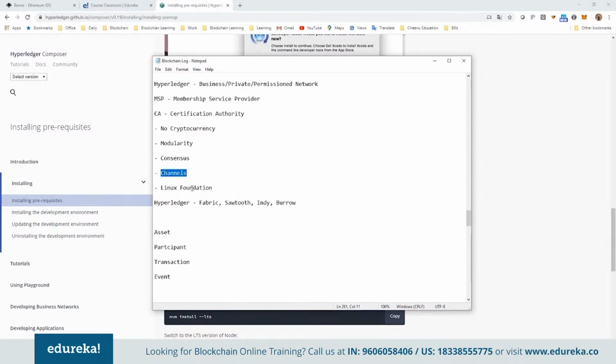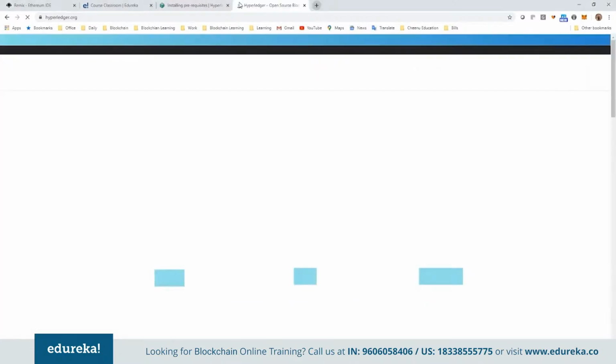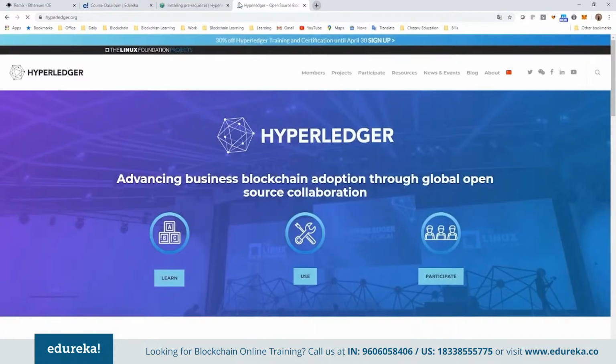The Linux Foundation is the body which is running this Hyperledger set of standards. So if you see, this is the main website of Hyperledger, which says advancing business blockchain adoption through global open source collaboration. And this is getting changed day by day. Even if you see this site, you will find daily new things coming up. These are the projects. These are also increasing day by day.